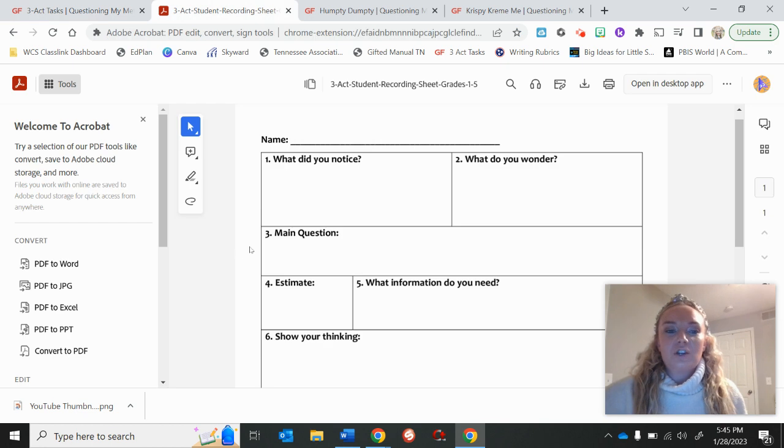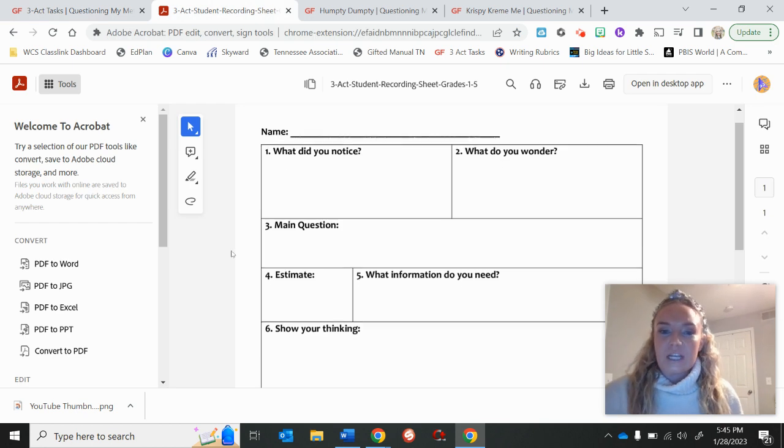Before we dive in, I do want to show you one of G. Fletchy's recording sheets because this would be a great anchor chart for you to make. You're going to want to divide an anchor chart into 6 boxes. I typically divide them into boxes of equal sizes because you're going to do this in small portions.